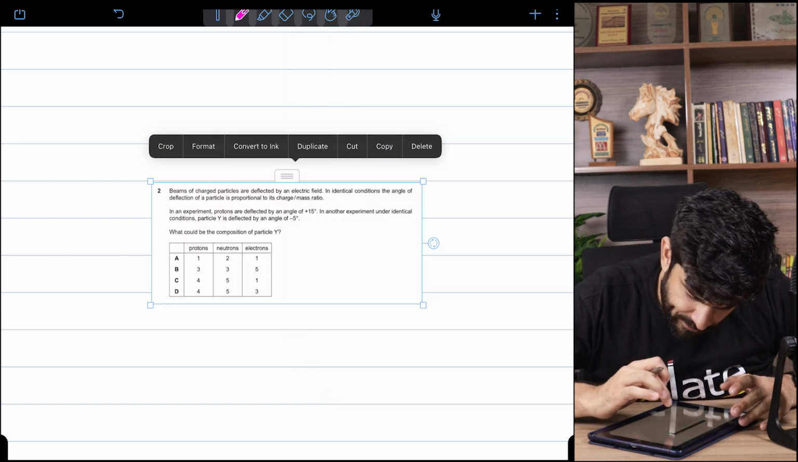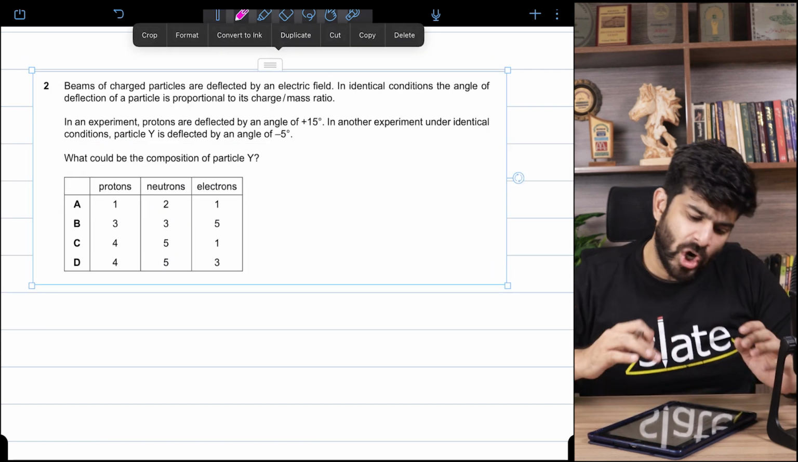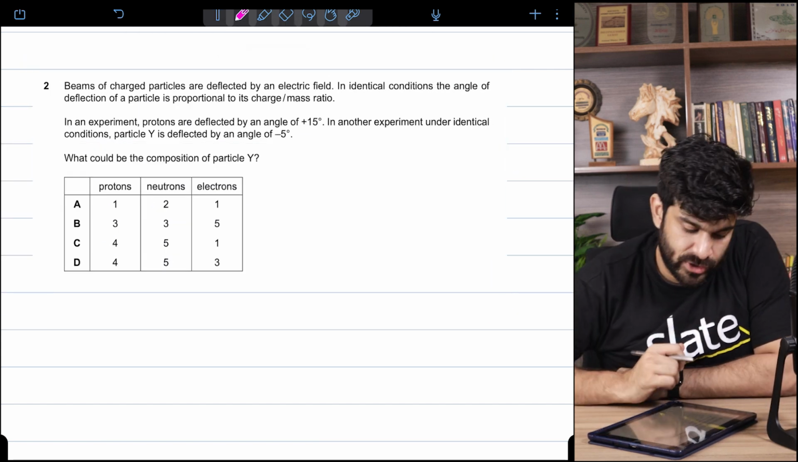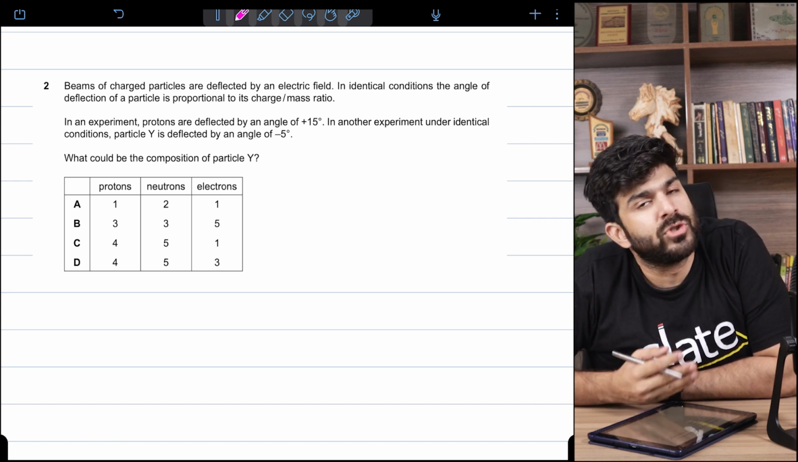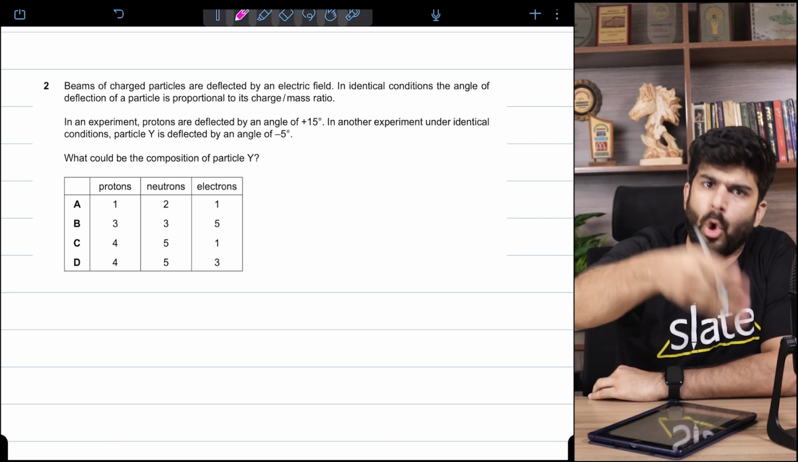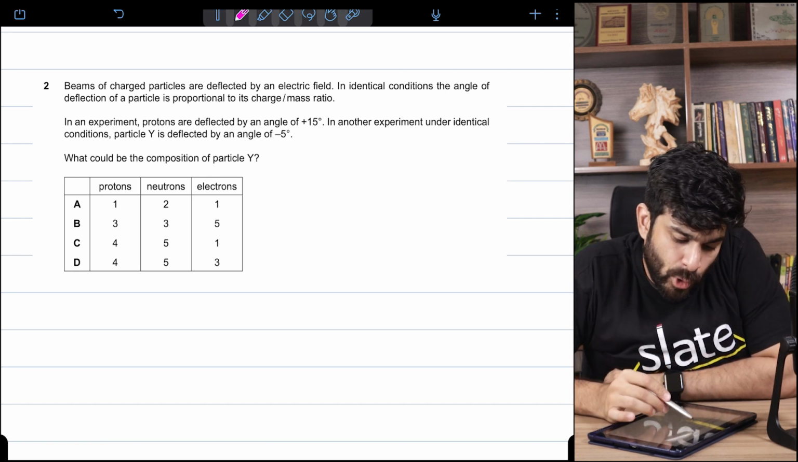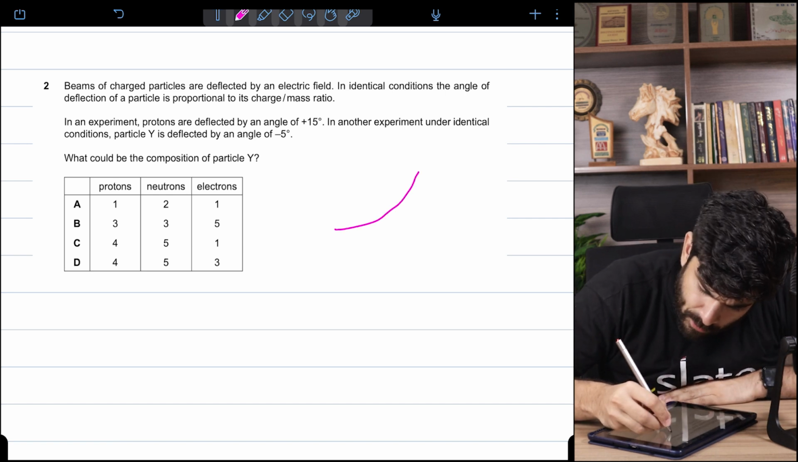This one is a little easy one. First, let's talk about an easy one. A beam of charged particles is deflected in an electrical field in identical conditions. The angle of deflection of a particle is proportional to the charge to mass ratio. We know that. We just talked about it. In the experiment, protons are deflected by plus 15. Plus 15, we mean it goes upwards.